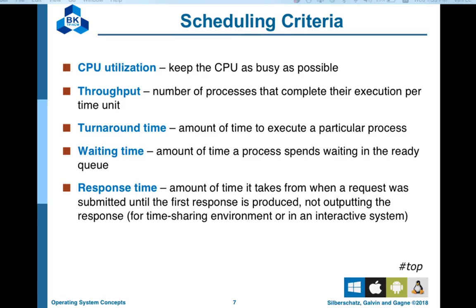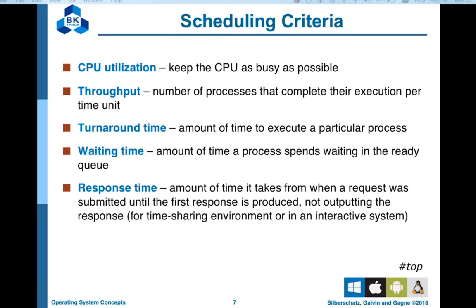The throughput is the number of processes that complete their execution per time unit. For example, we will count how many processes complete in 1 minute. Turnaround time. This is the amount of time to execute a particular process from the beginning to the end. The waiting time is the amount of time a process spends waiting in the ready queue.